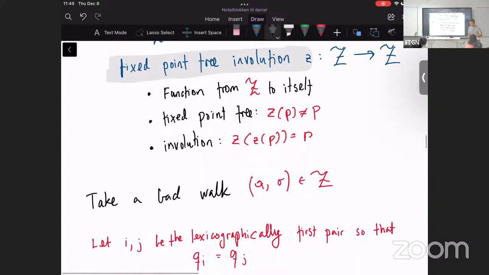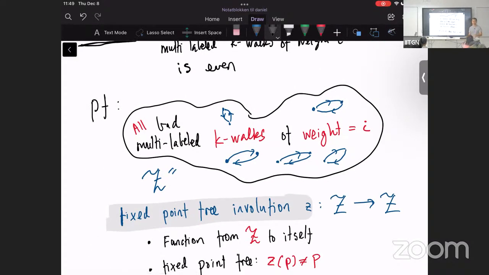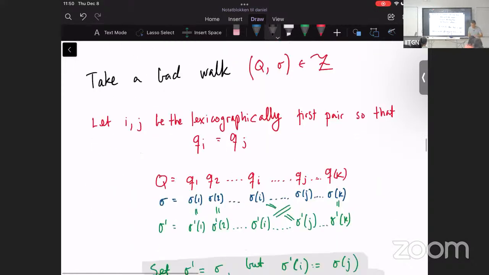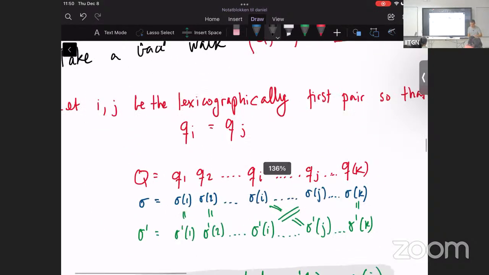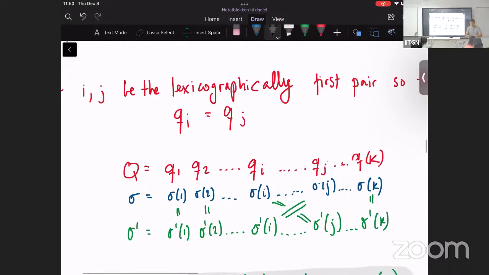Okay, so now let's give a fixed point free involution from the set of all multi-labeled bad k-walks to the set of all multi-labeled bad k-walks. So let Q, sigma be a multi-labeled bad k-walk of a particular weight. Now here's the thing, it's bad, right? That means that some vertex repeats. If it's Q1, Q2, Q3, up to Qk, there is some vertex that repeats.